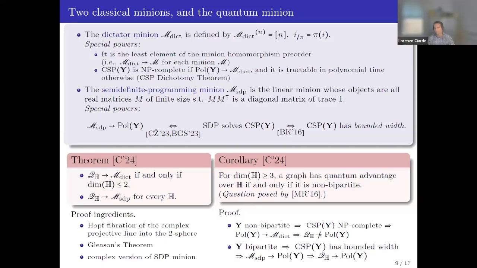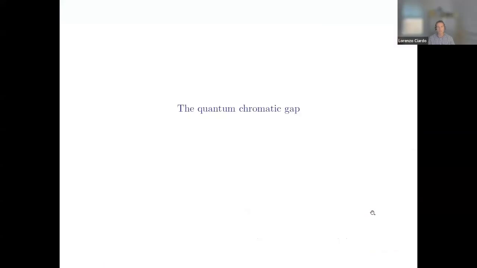Okay, so this was the first part of the talk. Maybe before continuing, are there any questions on this? Okay, then I can continue to the second part, which is about the quantum chromatic number.